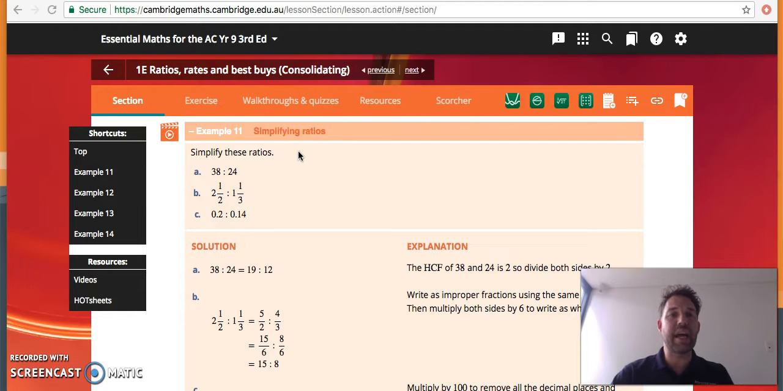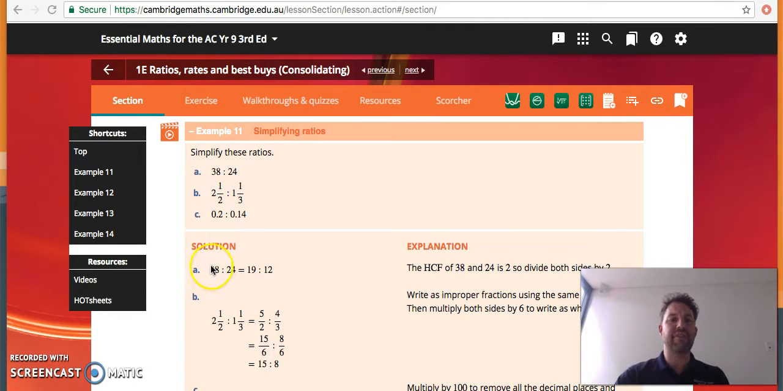Here we are, guys, at 1E ratios, rates, and best buys. Firstly, looking at ratios, 38 to 24. So we look at the highest common factor for 38 and 24. Both of them are even, so I know that 2 goes into them at least. So I halve it, I divide both by 2.